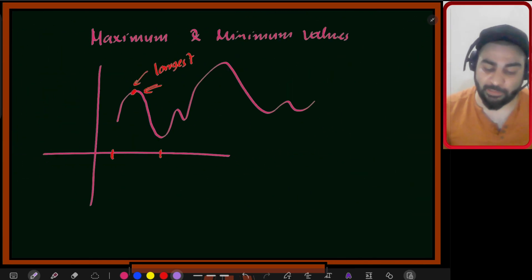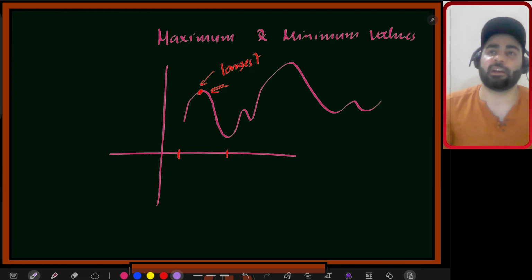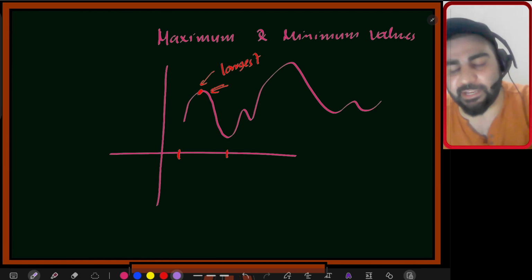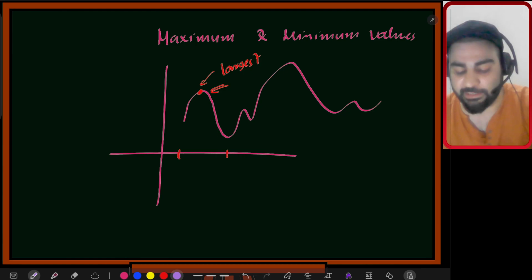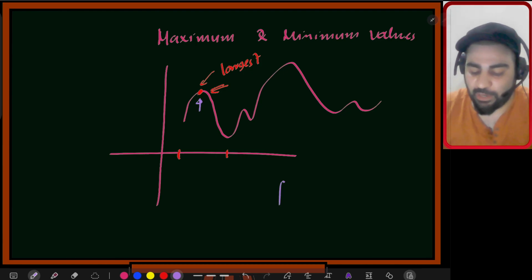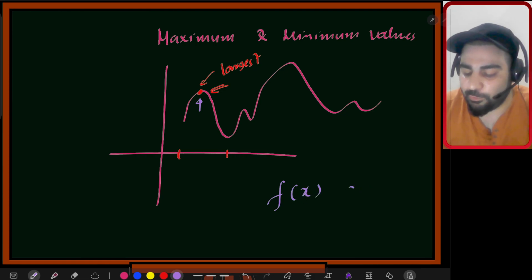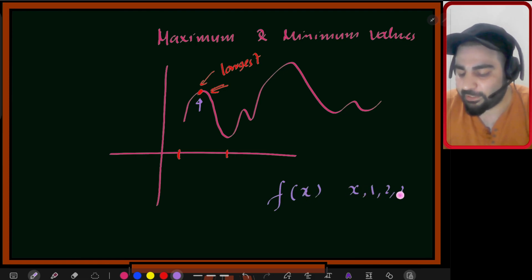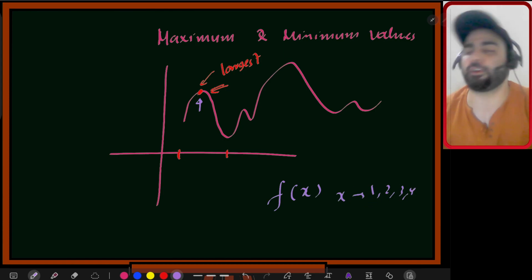Now I was talking about maximum and minimum values. If you have a function, within an interval, at some value we get a maximum value. So I had this f of x, and x can take a lot of values: 1, 2, 3, 4, 5, 6.